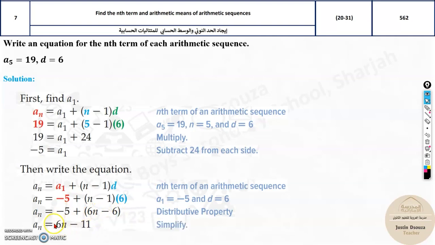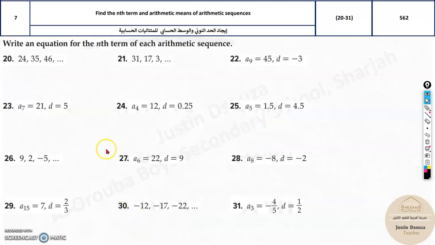The answer is minus 11, 6, and this is the correct answer. So this is the formula for the nth term. Similarly, please do solve these by yourselves.